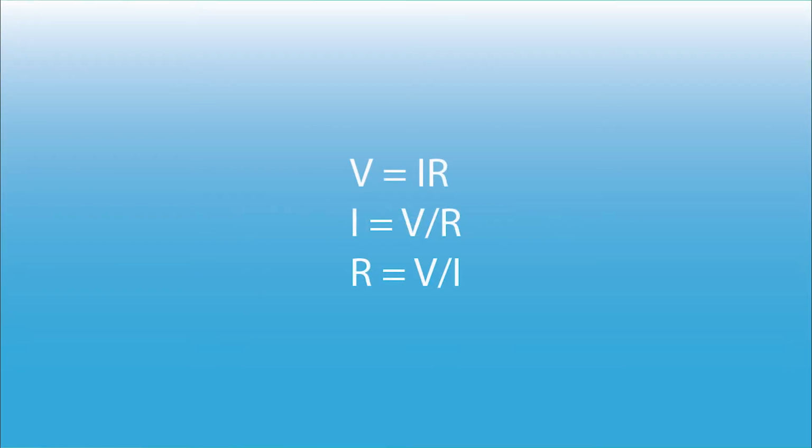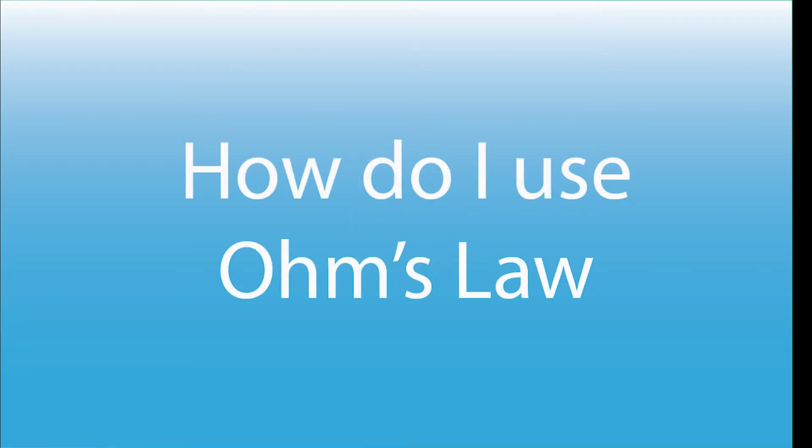Like any equation, it can be manipulated to isolate any of the variables. This means as long as we know any two of the variables, we can find the third. Great! Ohm's Law is important, but how do you use it?